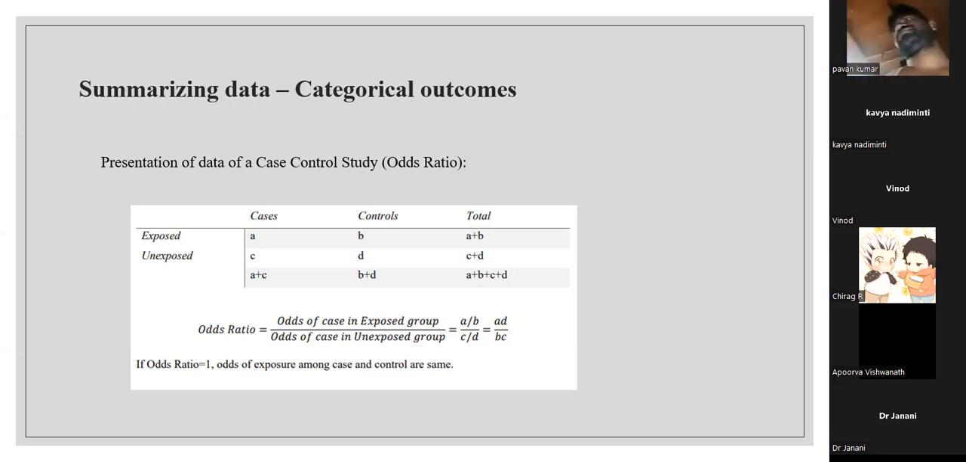So if smoking causes cancer, and cancer occurs in 90% of patients, it means 10% will not develop it. So 90 by 10, that is the odds. If you are calculating risk, it becomes 90 by 100, because you are considering the total number. So that is the difference.